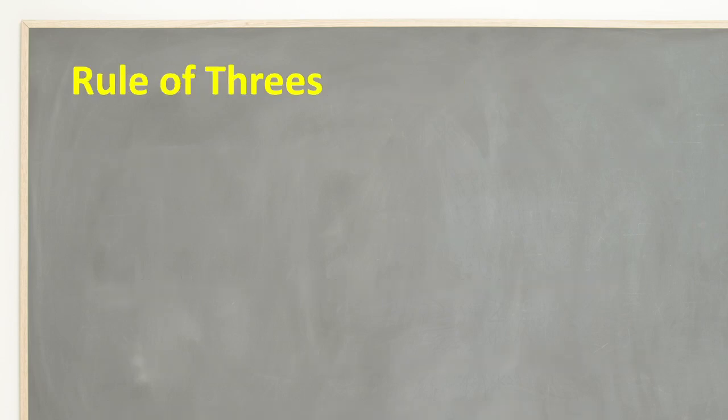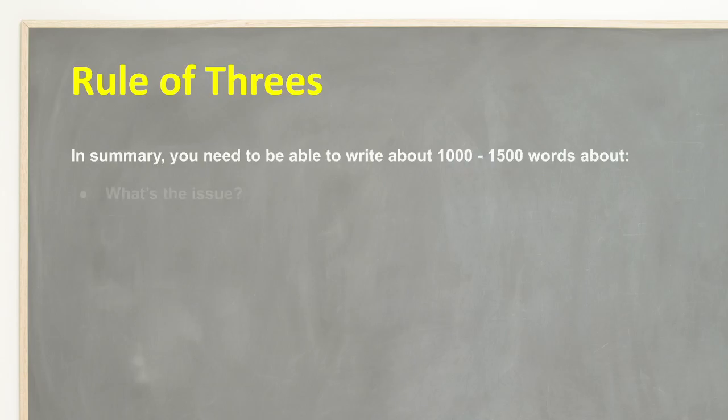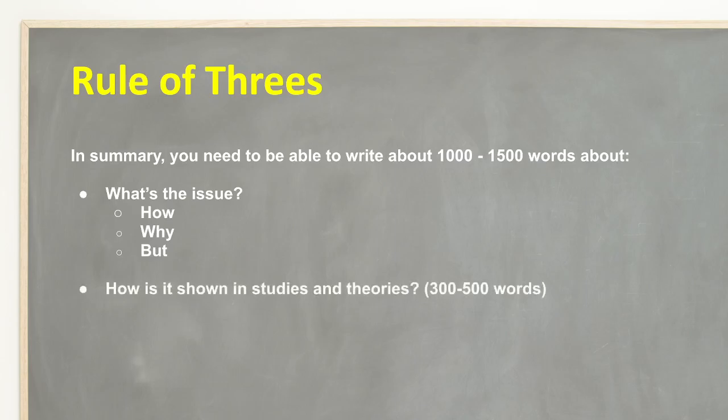Now, I would recommend using the rule of threes to answer all of those 4 questions, and let's look at how we can do that. So, the issue: explain how animals are used, why they're used, and the limitations, the but. Okay, and the problem, and that will give you a full summary of the issue, and I'll show you an example in a moment. How is it shown in studies and theories?